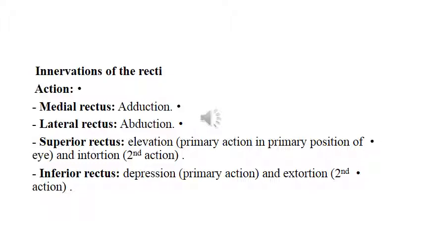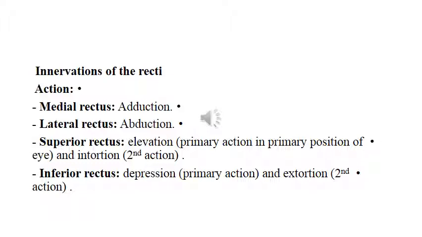Superior and inferior rectus give 2 types of movement: the primary action and the secondary action. The primary action of superior rectus is elevation, and the primary action of inferior rectus is depression, which is best noticed when the eye is abducted. So if we want to test the elevation and depression of the rectus muscles, we have to abduct the eye.